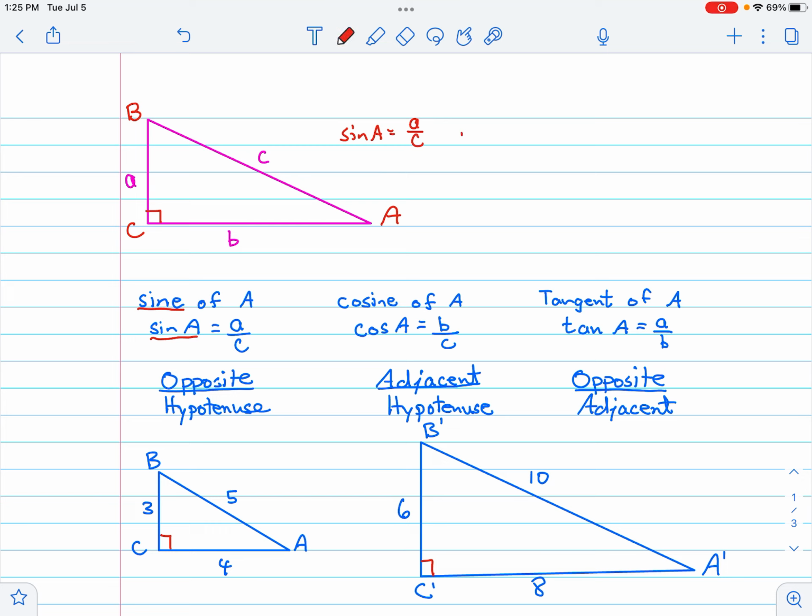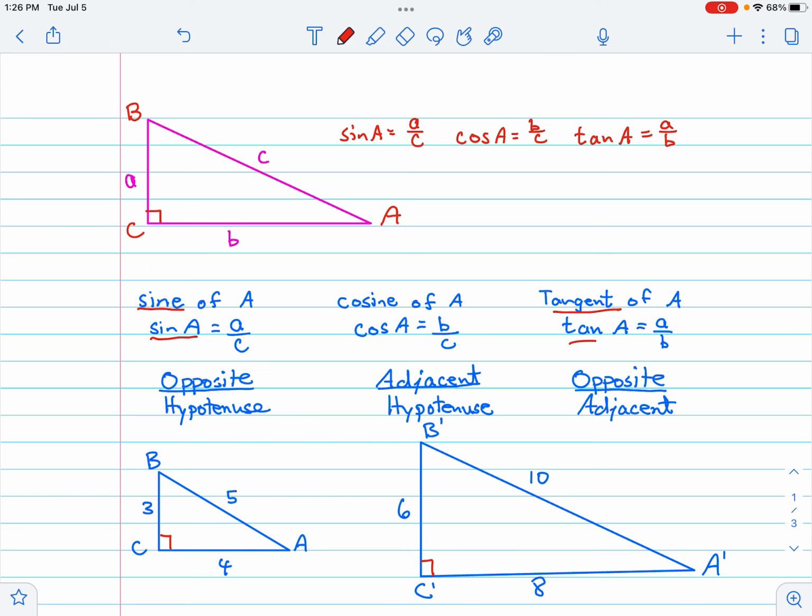Now we have cosine. Cosine of A is equal to the adjacent side over the hypotenuse. See, the adjacent side of the angle. And then tangent, written tan, tangent of A would be opposite over adjacent. Yeah, like that.